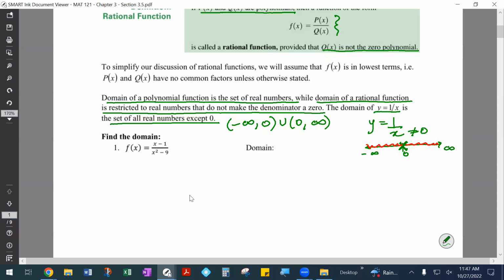I know you guys thought you were done with domains. No, you're not. Wait, is that for number 1, right? No, that's just for the 1 over x function.